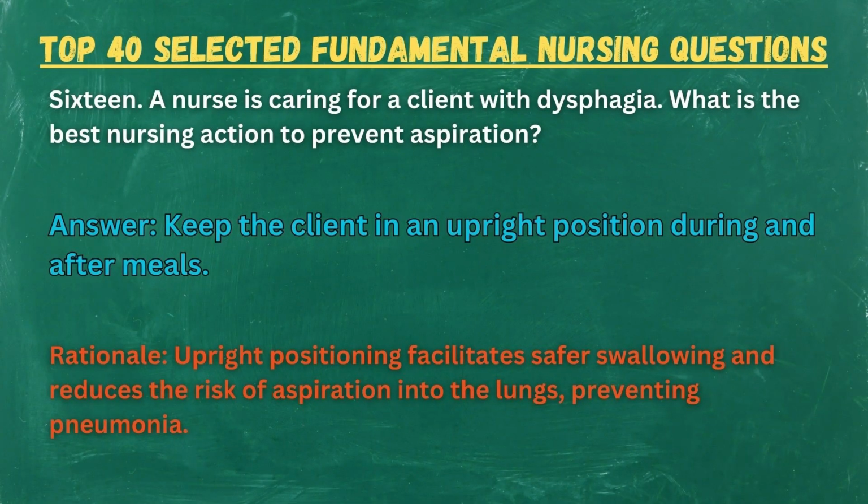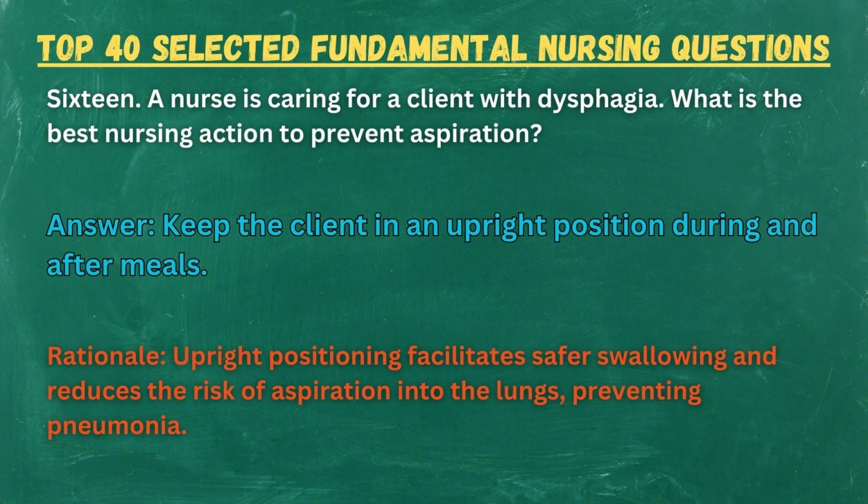16. A nurse is caring for a client with dysphagia. What is the best nursing action to prevent aspiration? Answer. Keep the client in an upright position during and after meals. Rationale. Upright positioning facilitates safer swallowing and reduces the risk of aspiration into the lungs, preventing pneumonia.